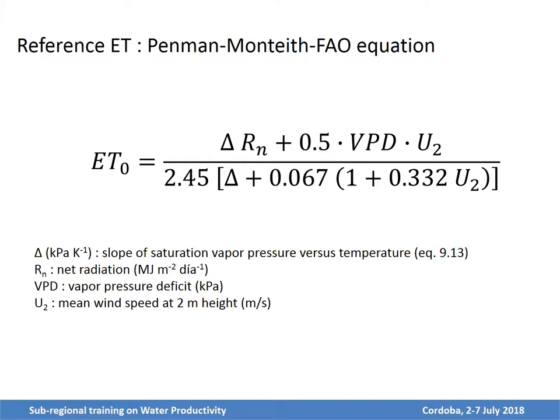The best alternative, and now the most extended reference for calculating ETo, is the FAO Penman-Monteith equation, which uses the four variables that affect evapotranspiration. This is simply an application of the Penman-Monteith equation to a specific crop, which is a grass of 0.12 meters height and a canopy resistance of 69 seconds per meter. Then ETo will be calculated as a function of temperature, as it affects delta, net radiation, or solar radiation, as it affects net radiation, then VPD, vapor pressure deficit, and wind speed measured at 2 meters height. And that will give the reference evapotranspiration.